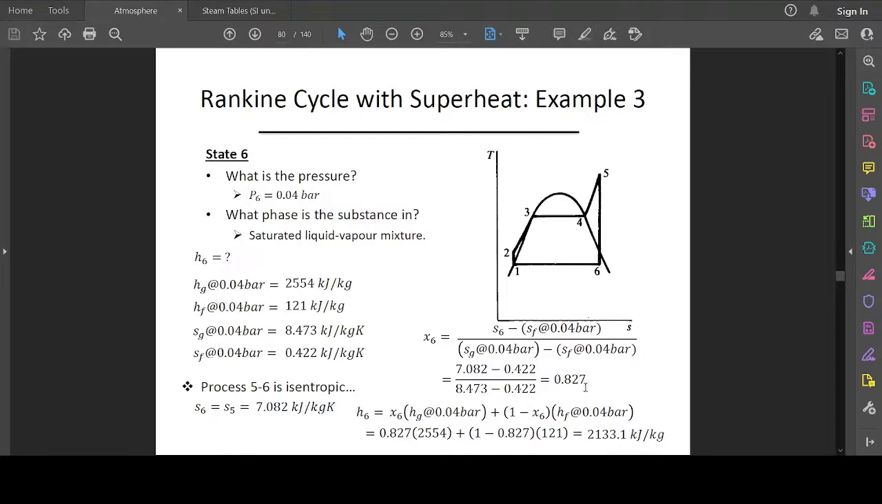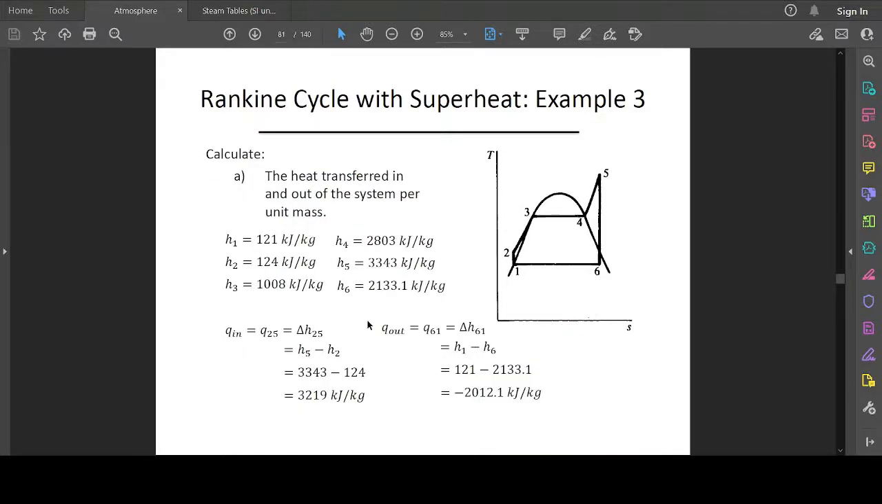Now, since we know the quality as 82.7%, then we can finally calculate the combined enthalpy, considering the gas phase and the liquid phase. Okay, and we use the same dryness fraction or quality formula to do it, but in this case, calculating it for enthalpy. So here we plug in the values, which we already know from the steam table. Then we multiply out and add, and we find the corresponding enthalpy at stage 6. And now we have all our enthalpies and our entropies.